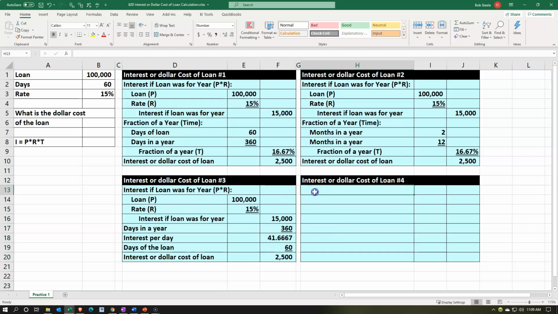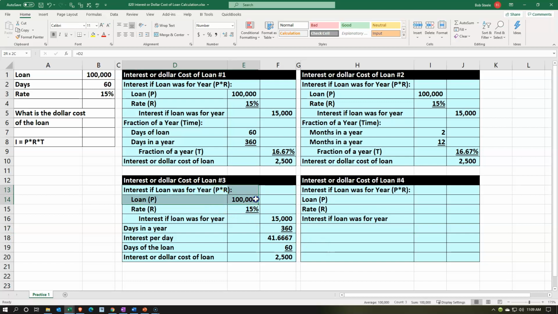Last thing, we can do a similar thing, but break down the months. So let's do this one more time. The top part will be the same again. We're really focusing in on time. So I'm going to say this equals that. This equals the loan amount. This equals the interest rate. This equals the interest if the loan were for a year.